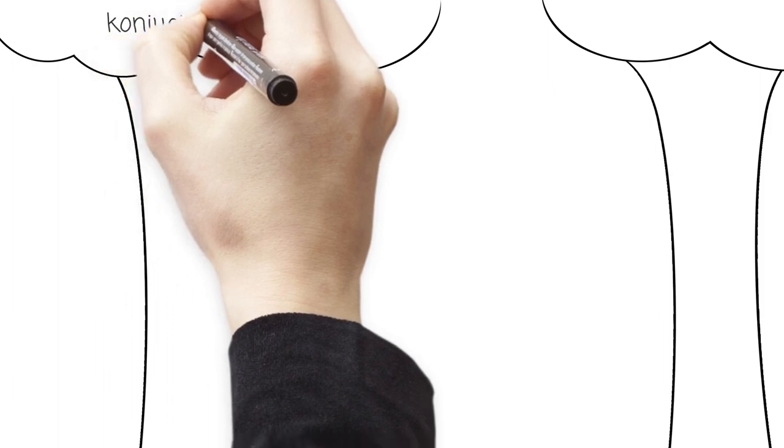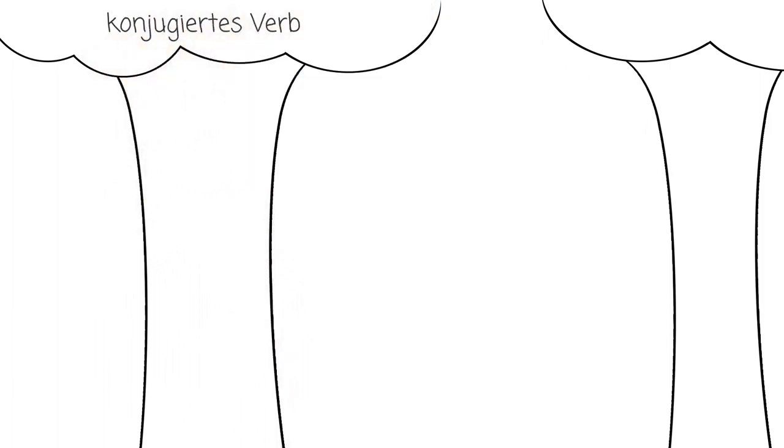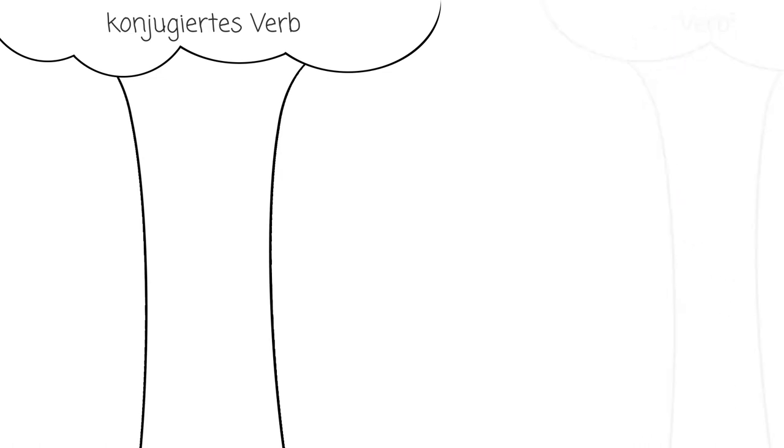Picture a German sentence structure like this. There are two trees, and trees have roots, which means that you can't move them around. This is where your verbs go. The conjugated verb takes the left tree, and as German verbs often have a second part, that part will eventually take the tree in the last position. We will just focus on the left tree for now, our one conjugated verb.